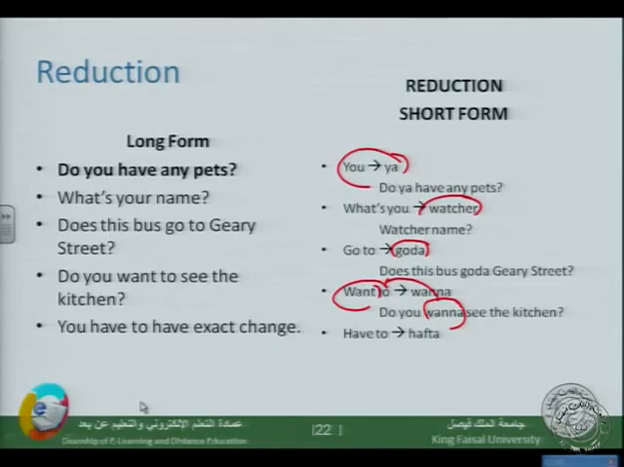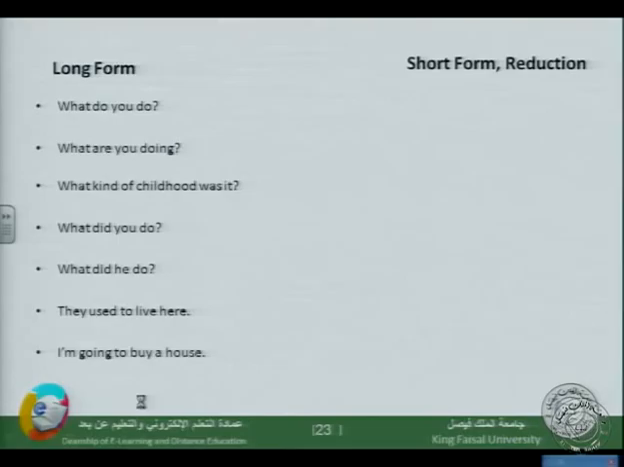You have to have exact change. This is the long form. We said that have to, we must reduce it to become hafta. You hafta have, and it becomes like this. You have to have exact change.